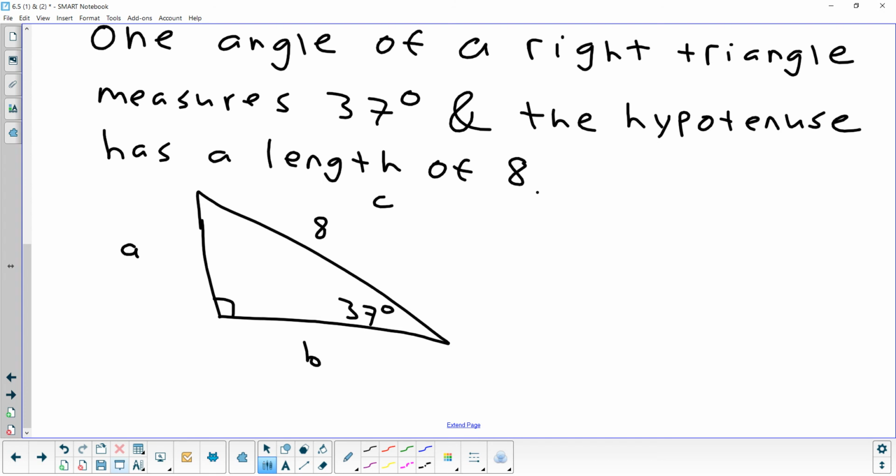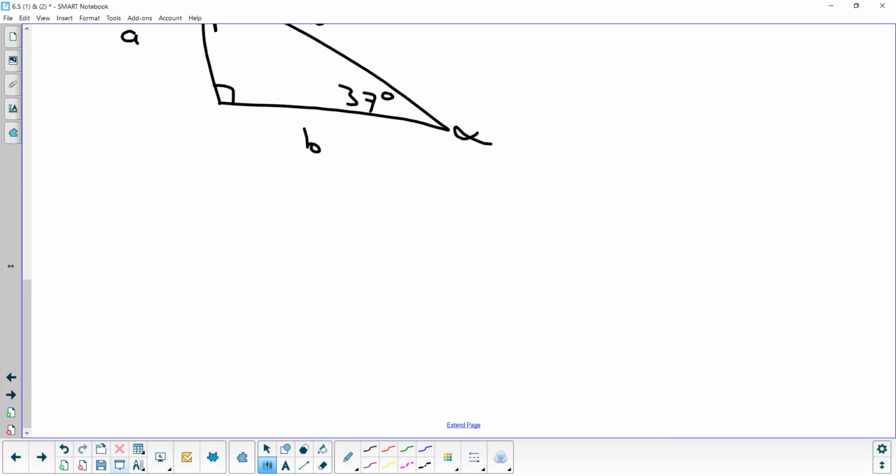A, B, C. And what angle is always across from A? Anyone remember the Greek letter for that? Yeah. Alpha. So that angle is always alpha. And the Greek letter across from B? Theta. So most of the time, what I do is make a table to organize that information.